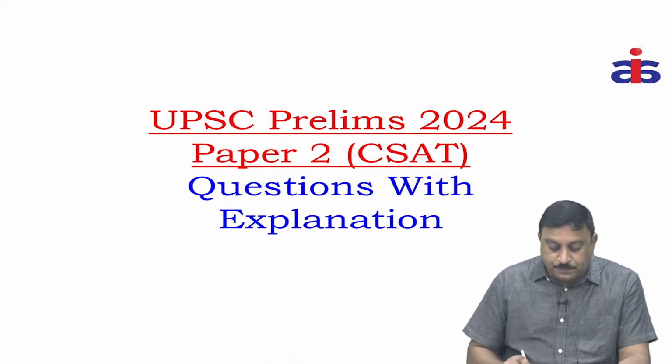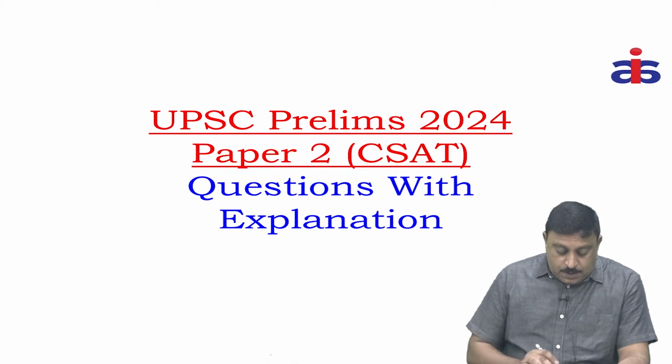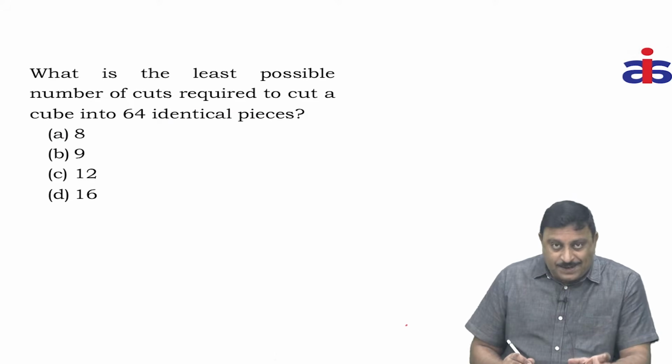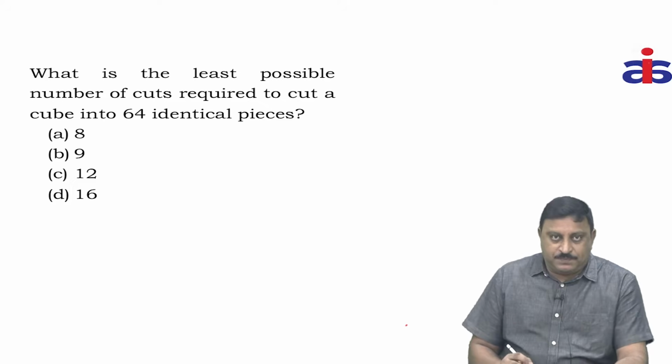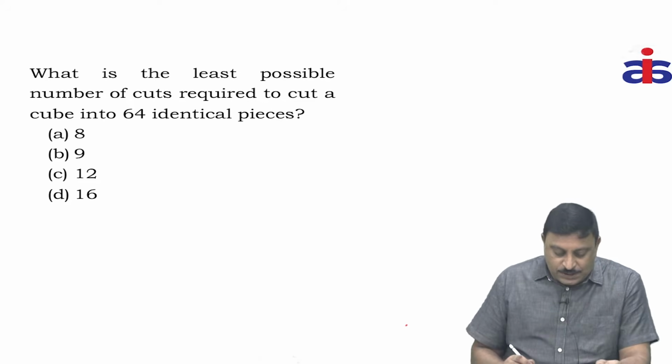The first one. I am taking set A of the exam paper, so you go accordingly. The sequence will be like that. The first question: what is the least possible number of cuts required to cut a cube into 64 identical pieces? This is a standard question.